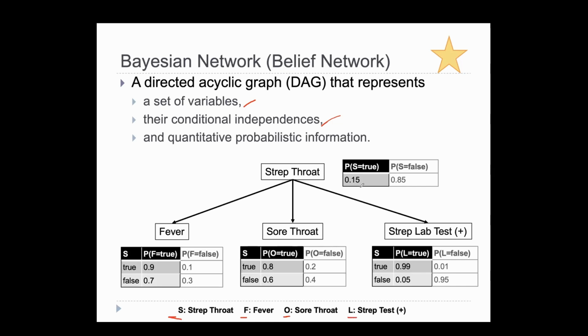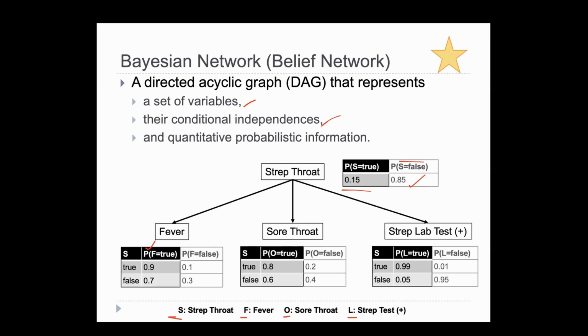And for the cause, we'll have the prior. For the effects, we'll have the conditional probabilities. So what is prior? Without any other additional information, what is the probability of strep throat? In this case, 0.15. And from this, we can automatically calculate its complement, that is, the probability of not strep throat. S equals false means it is not strep throat, right?